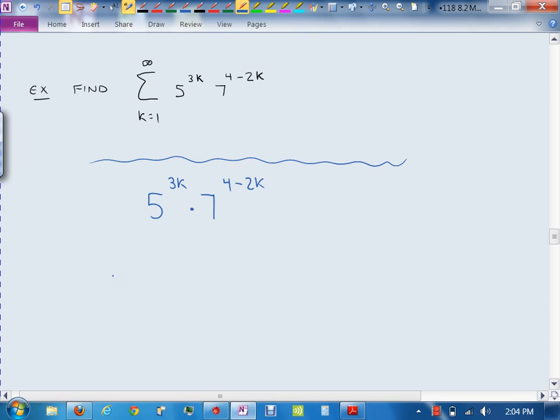Okay, can I do this then? Is this the same as 5 to the 3k times 7 to the 4th over 7 to the 2k? So all I did here was bring this as 7 to the 4th times 7 to the negative 2k, and then I dropped that down. So we okay with that? Now I need those to be k minus 1s, don't I? Plus 1, yeah, but right now it's a 3k and a 2k.